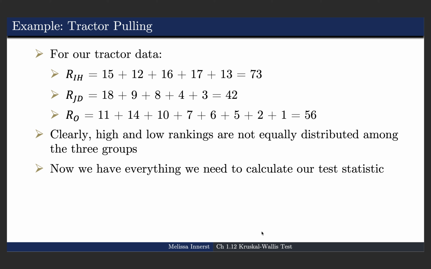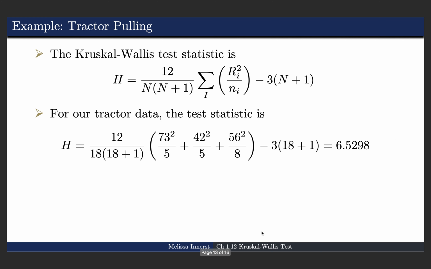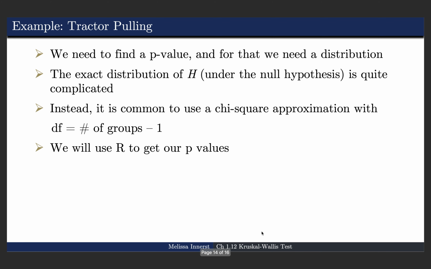Now we have everything we need to calculate our test statistic. The test statistic for the Kruskal-Wallis test is 12 over N times N plus 1, times the sum of R_i squared over n_i, minus 3 times N plus 1. We don't need to worry about where that test statistic came from, only that we need to use it. We calculate that test statistic and it's 6.529. Then the question becomes, what do we do with the test statistic?